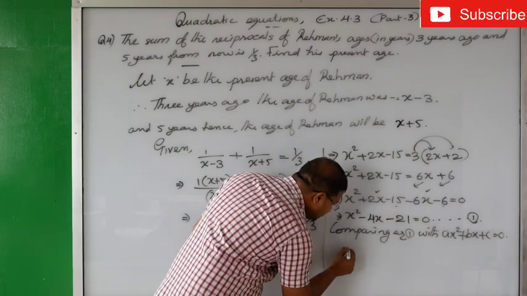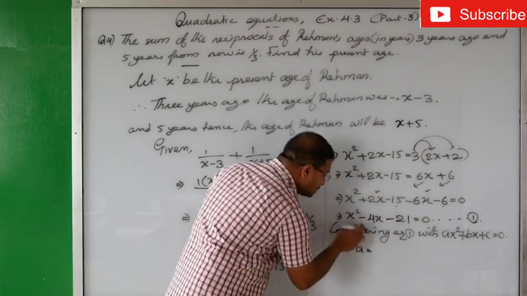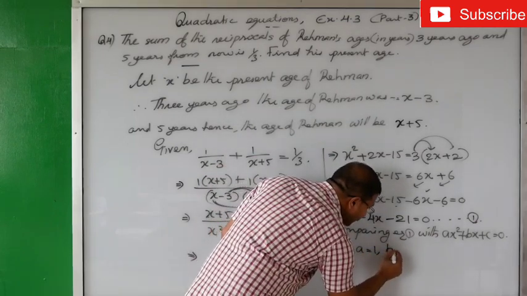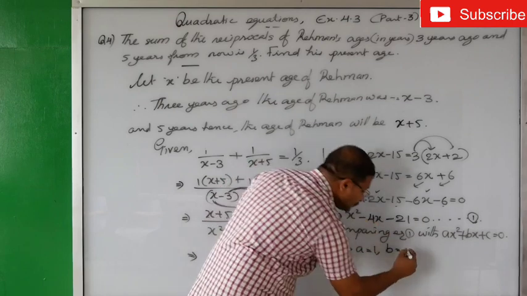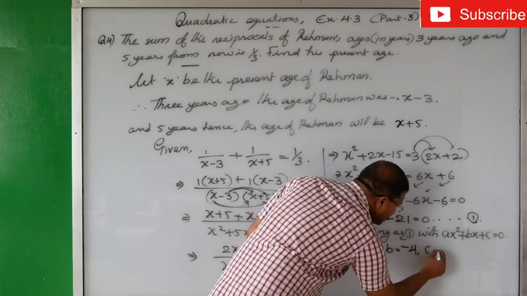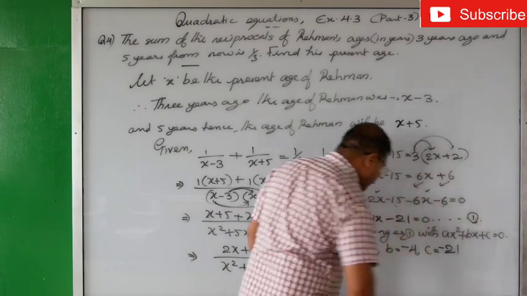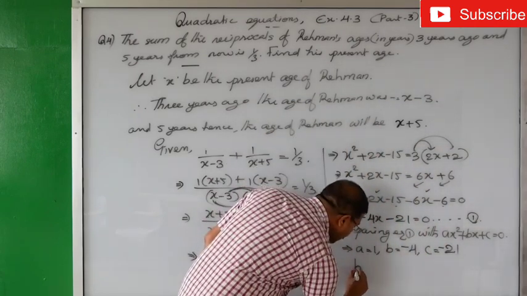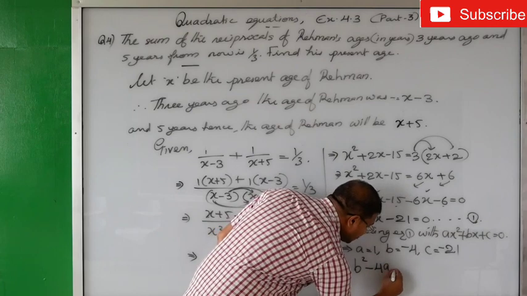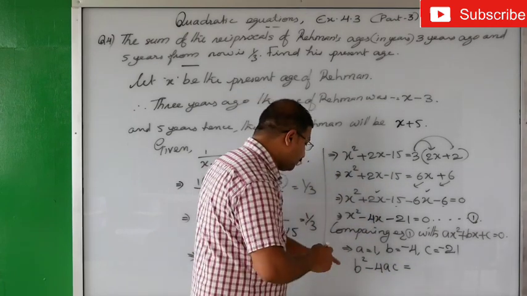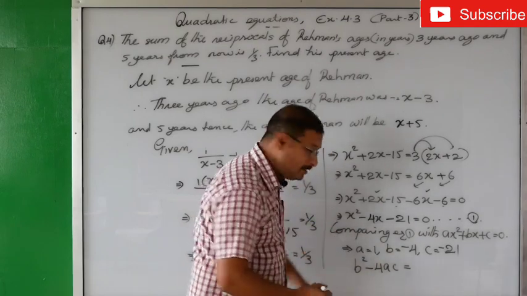This implies the value of a, which is the coefficient of x square, is 1, b is minus 4 and c, what is the constant? Minus 21. Now what you will do? b square minus 4ac we will find out, because we are going to use the quadratic formula. So ready? So b, what is the value of b?